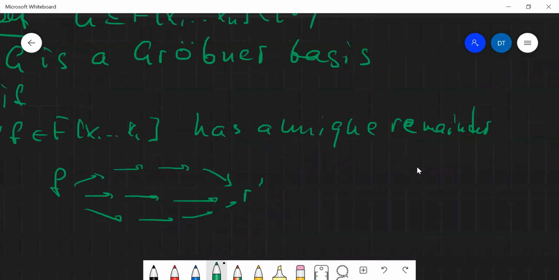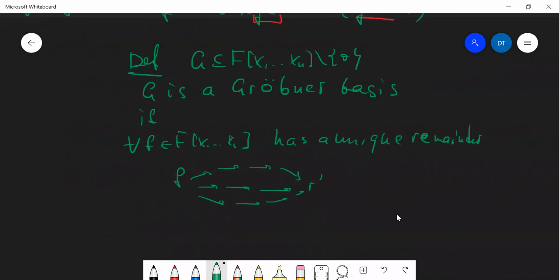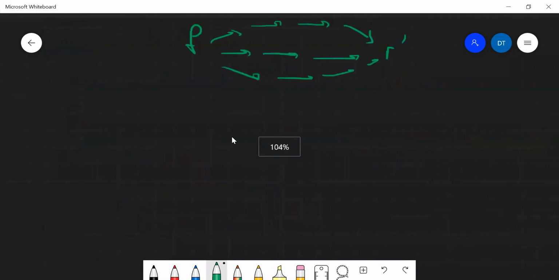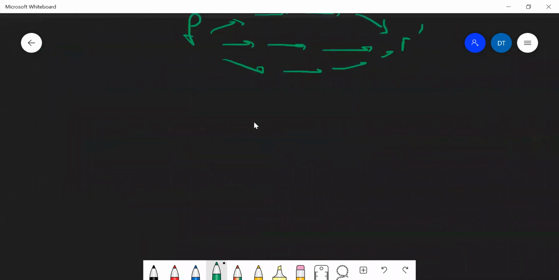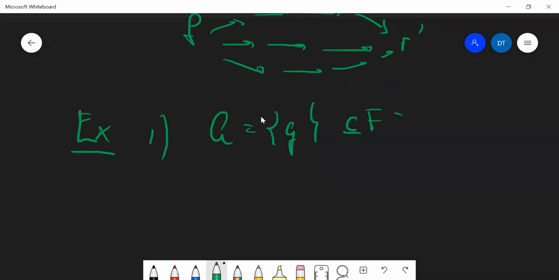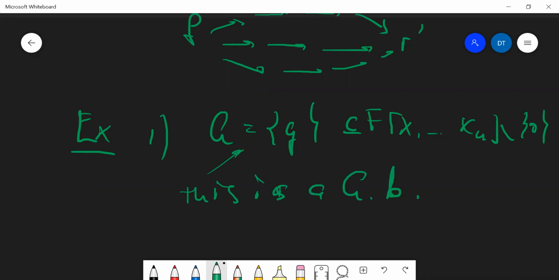An example for a Grobner basis? Okay, that's a good question. Example. First of all, if we're given a set G consisting of one non-zero polynomial, it's always a Grobner basis. So if you have just one polynomial, then the remainder is uniquely determined.